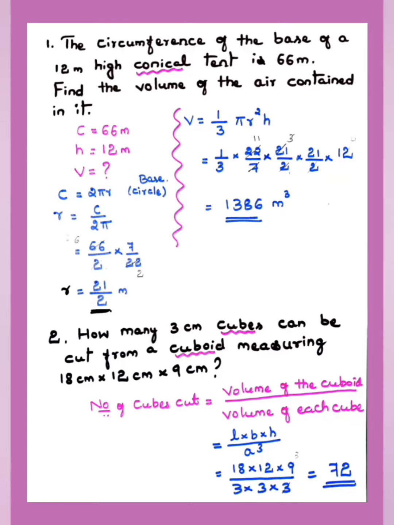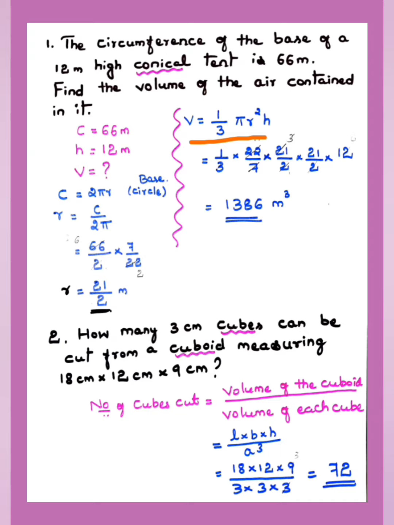Now we shall solve few problems related to volume. The circumference of a base of 12 meter high conical tent is 66 meter. Find the volume of the air contained in it. So what are the keywords in the question? Mark down volume and conical. So it's about the volume of a cone we have to find out. What is the formula to calculate volume of a cone? V is equal to 1 by 3 pi r square h. Let us list out what is given.